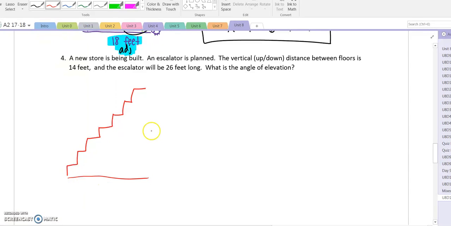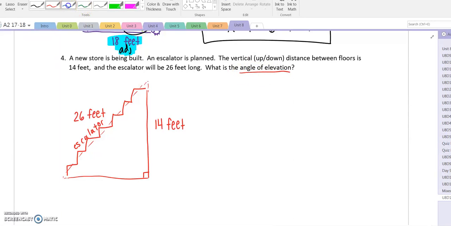So we've got, now we drew it like stairs, but remember, we're imagining this is actually just a normal triangle. Okay, normal right triangle. It says the vertical up-down distance between floors is 14 feet, so that's my vertical side. And the escalator will be 26 feet long. Well, remember, this side, if you need to write it, go ahead, but this side is my escalator. So when it says it's 26 feet long, that's talking about the hypotenuse. And then our question is, what is the angle of elevation? Once again, remember, angle of elevation is always inside and at the bottom. So right there is my angle of elevation.